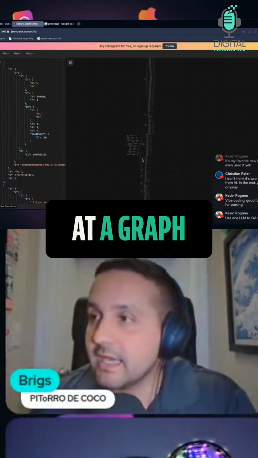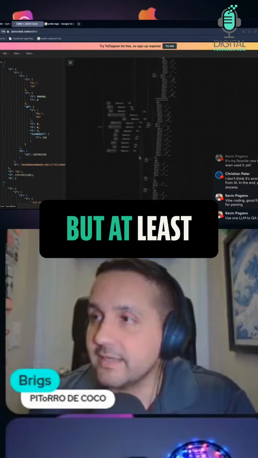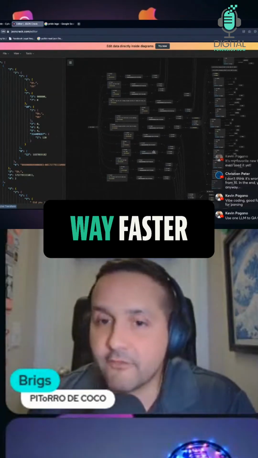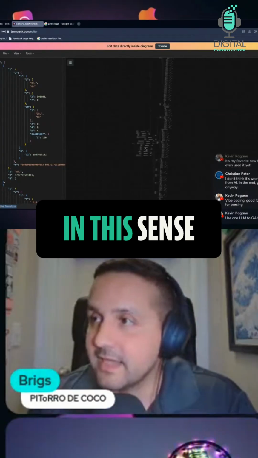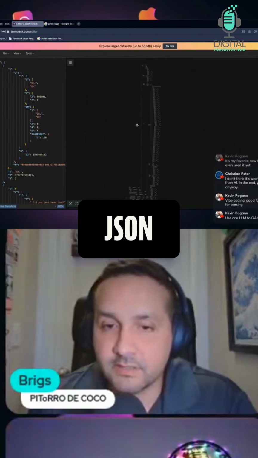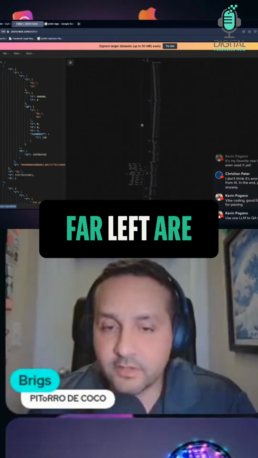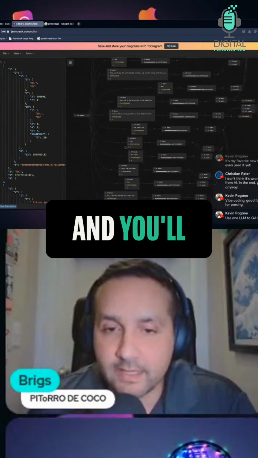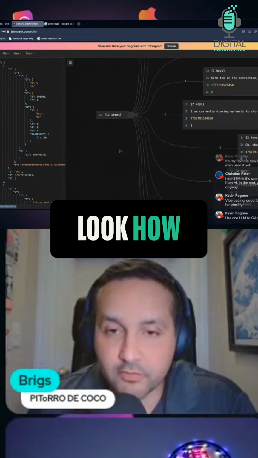But if you look at a graph, it's not that it's easy, but at least you can see a lot of those relationships graphically way faster and way easier. Like in this case, I see this big graph. It's hard to see on the screen, but you see all this JSON, right? And I see these things on the far left are definitely the entry points. So let me focus on that. And you'll see if you focus, it's all graphical. Look how easy I did that analysis.